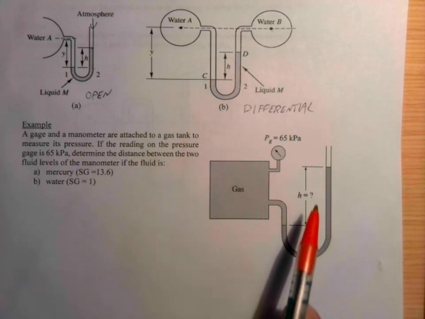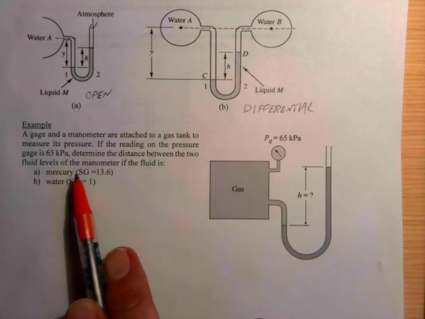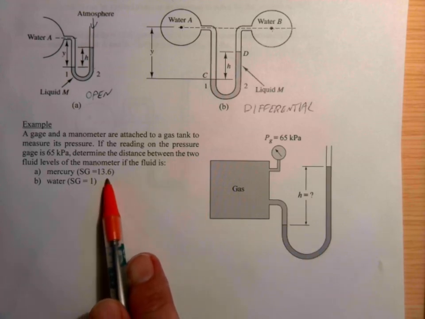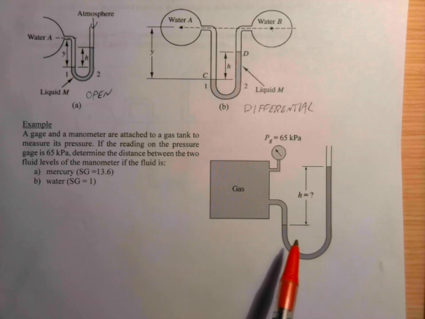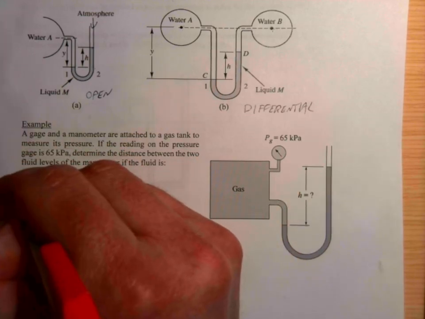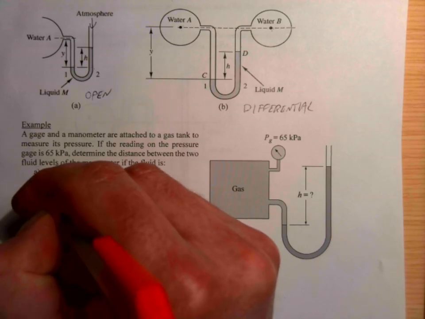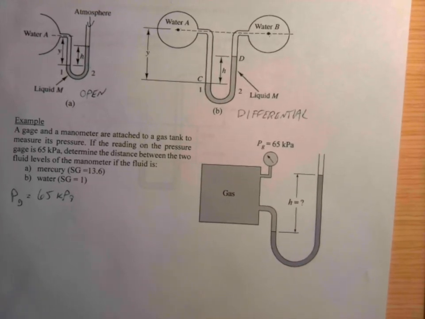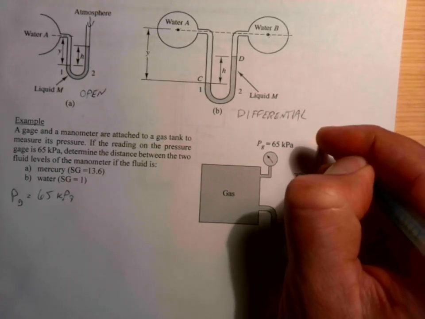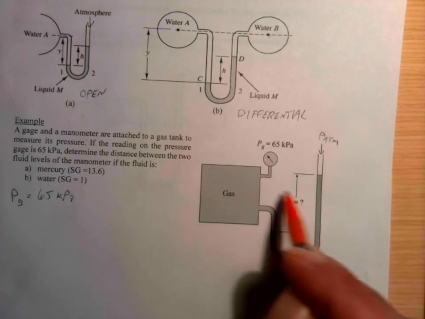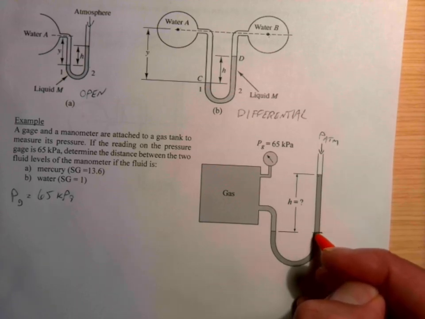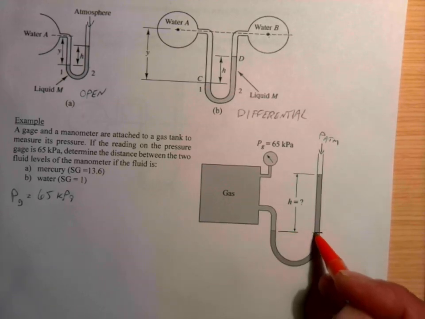If the reading on the pressure gauge is 65 kilopascals, we're supposed to determine the distance that this will rise for two different scenarios. One of them is if this fluid is mercury with a specific gravity of 13.6, and the other is if it's water with a specific gravity of 1. So here we have PG, the gauge pressure, 65 kilopascals, and again we've got the atmosphere pushing down. The atmosphere pushes on everything, so it's pushing on the surface of that, and then we have this height of water here, so we know the pressure is the same at these two points.